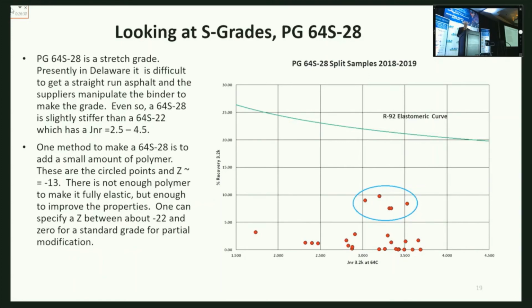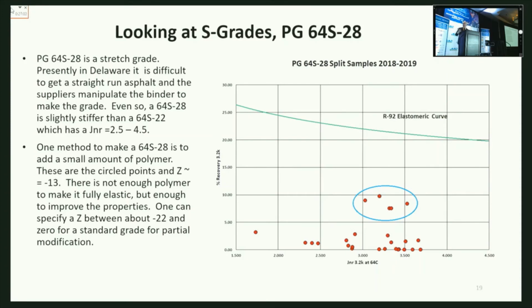PG64S. We're a 6422 state, but probably only about 10% of what we use is 6422 because we use a lot of wrap. And so we use 5828 or 6428, which is actually great for New England, and it took us about 2 years begging for a supplier to actually stock some in the greater Delaware area. And 6428 is a stretch grade.